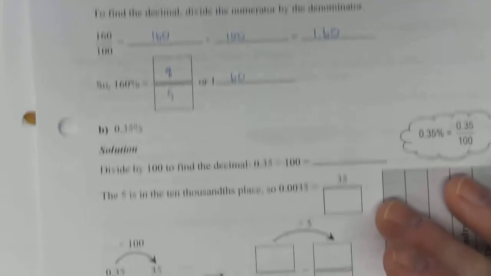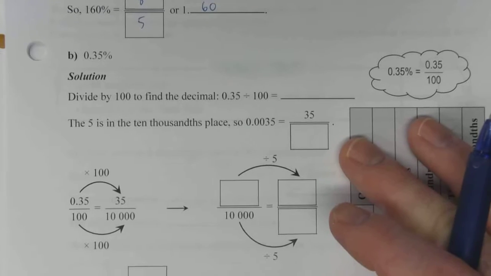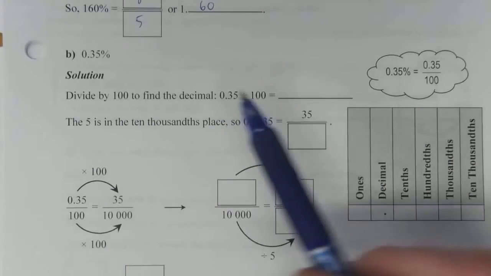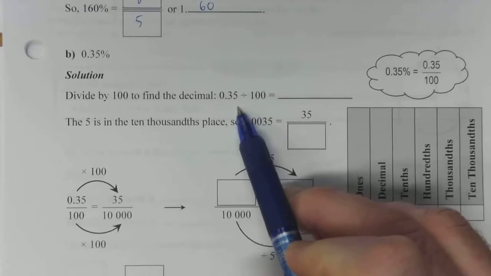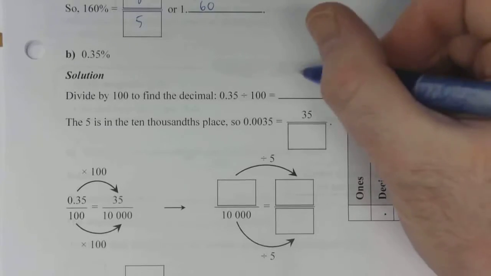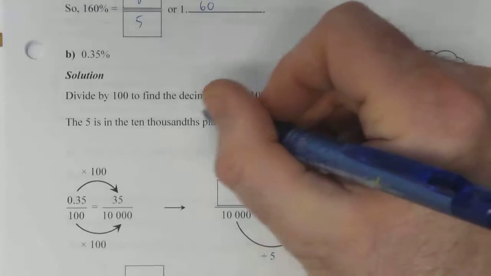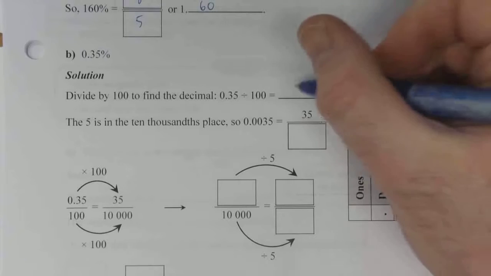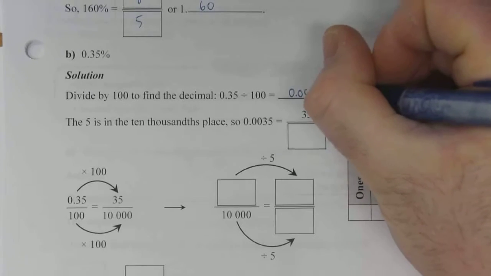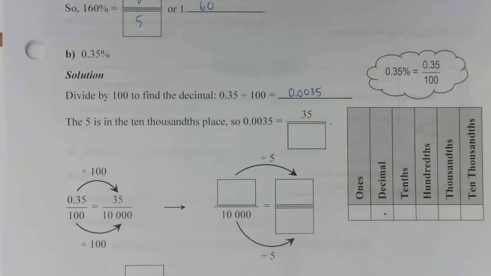Let's look at another example. 0.35%. So we can divide that by 100 to find our decimal. So 0.35 divided by 100, we're going to move the decimal to the left 2 places. When we're dividing, it gets smaller, so the decimal gets put to the left. So that's going to be 0.0035.